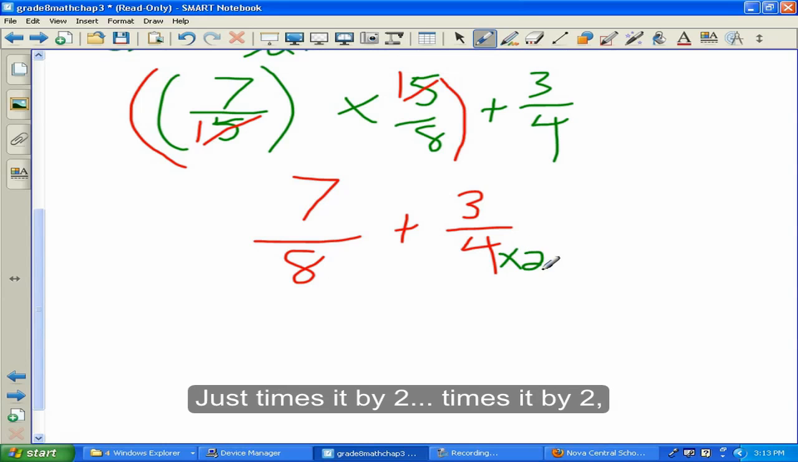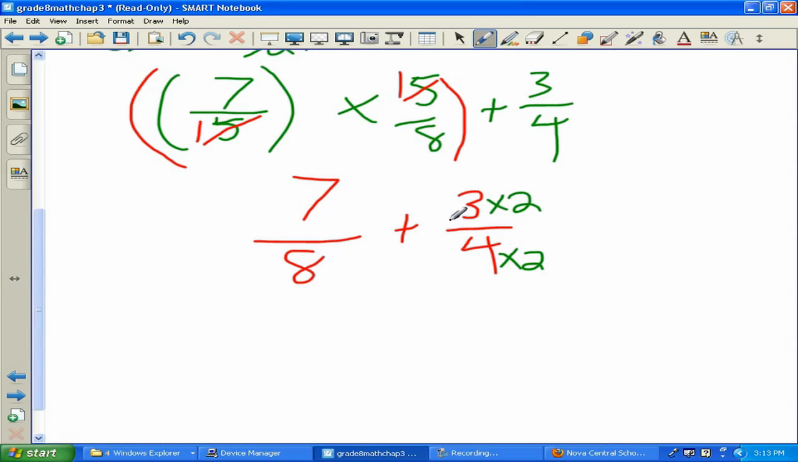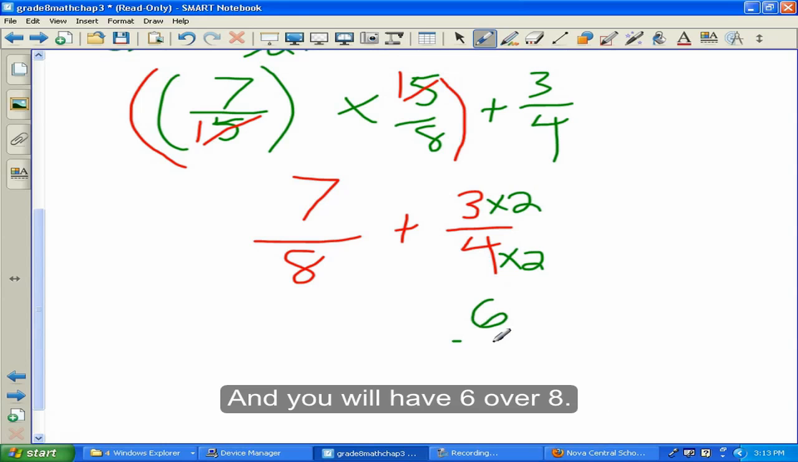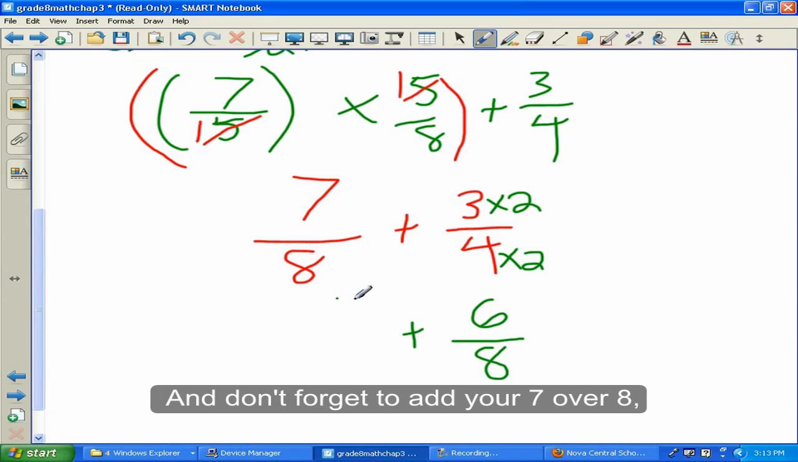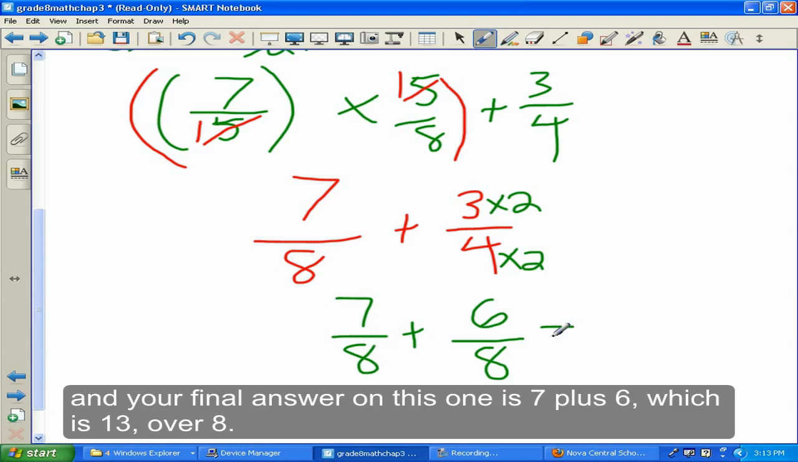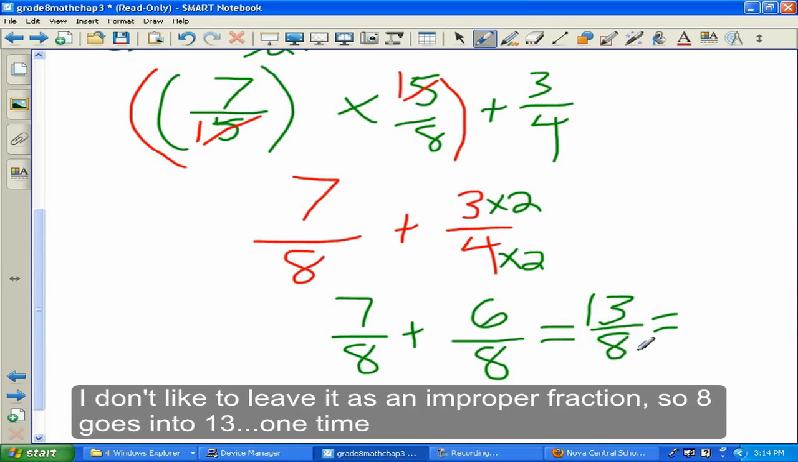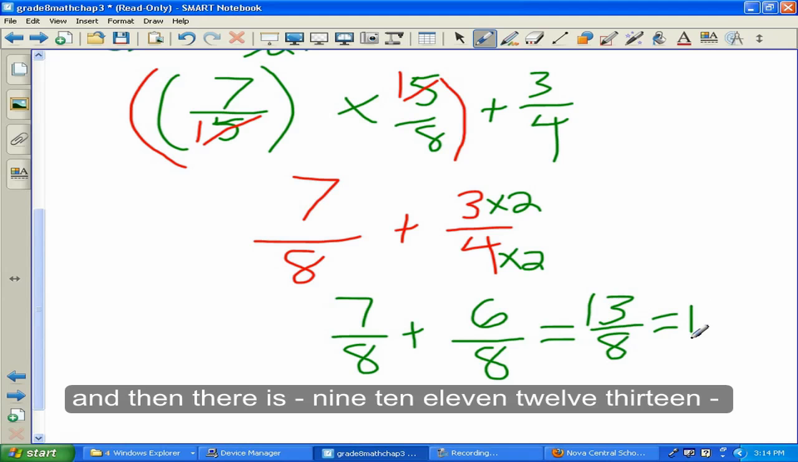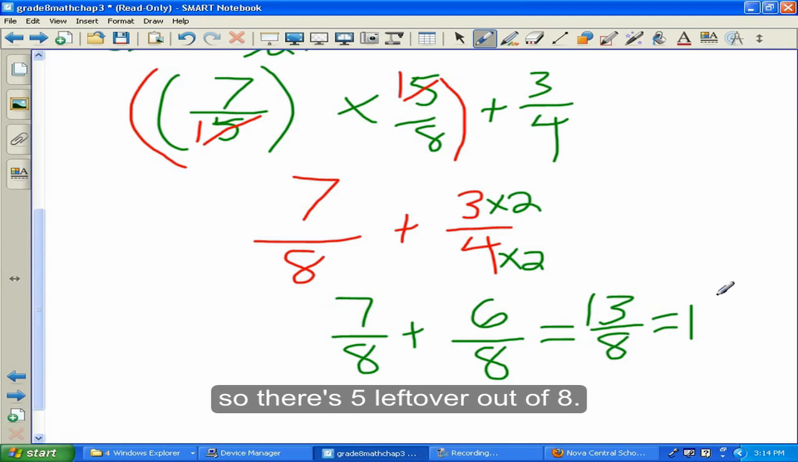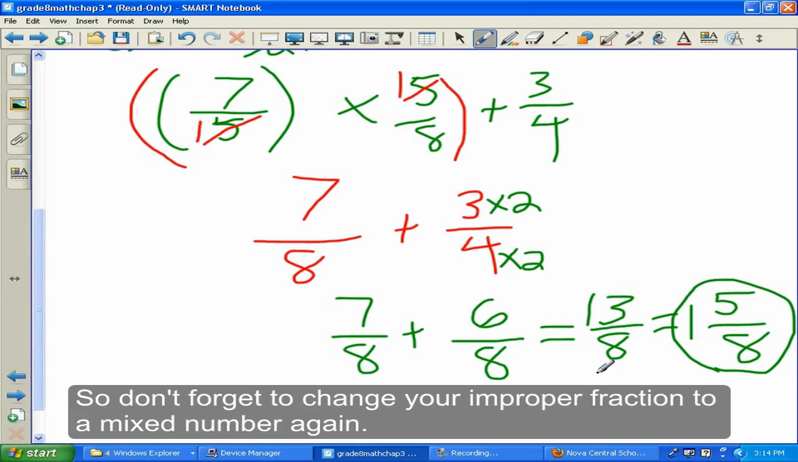Just times it by 2 and times it by 2, and you will have 6 over 8. And don't forget to add your 7 over 8. And your final answer in this one is 7 plus 6, which is 13 over 8. I don't like to leave it as an improper fraction, so 8 goes into 13 one time, and then there is 9, 10, 11, 12, 13, so there's 5 left over out of 8. So don't forget to change your improper fraction to a mixed number again.